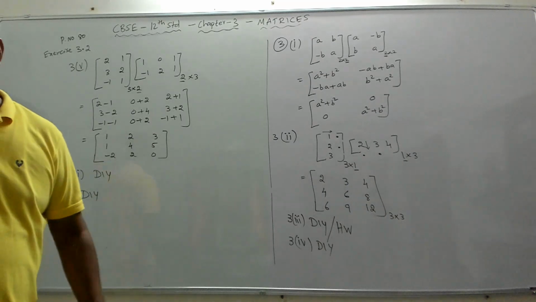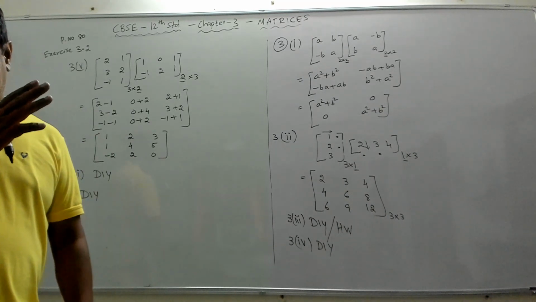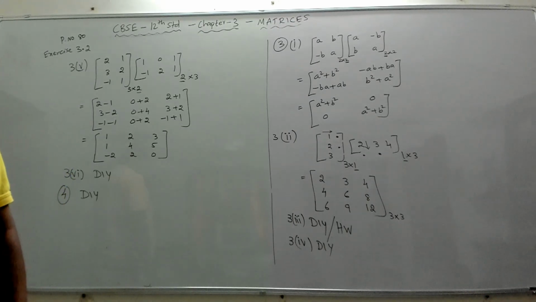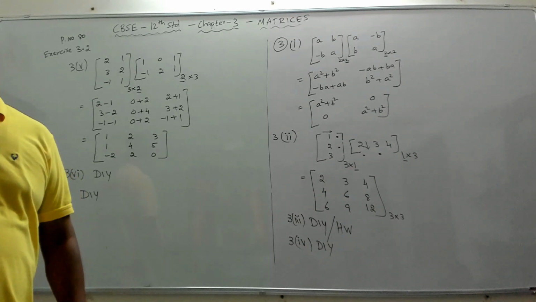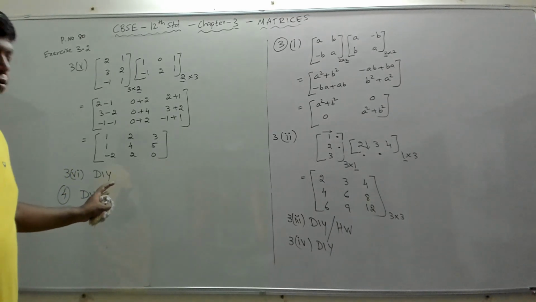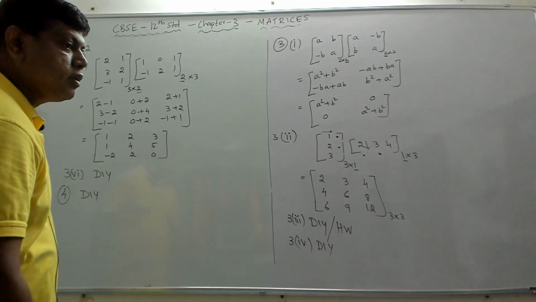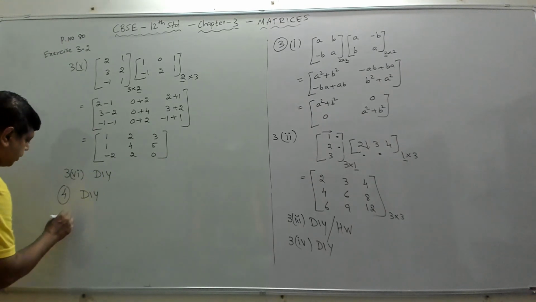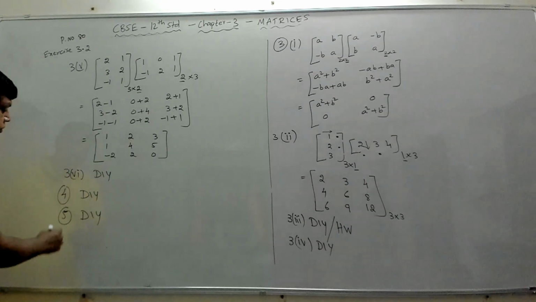You need to find A plus B and B minus C. The three matrices A, B, C are given. You have to find A plus B and B minus C, and you have to verify A plus B minus C is equal to A plus B minus C. So the fourth problem you can do it by yourself. Even the fifth can be done by yourself. Right? So these are normal addition and subtraction. So fifth also you do it by yourself.